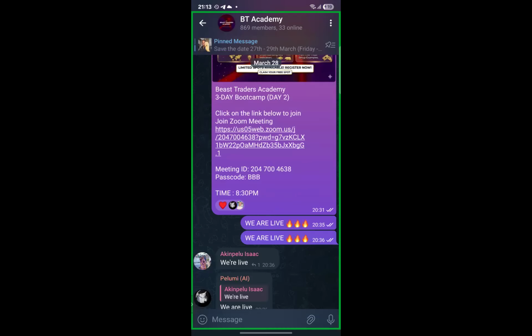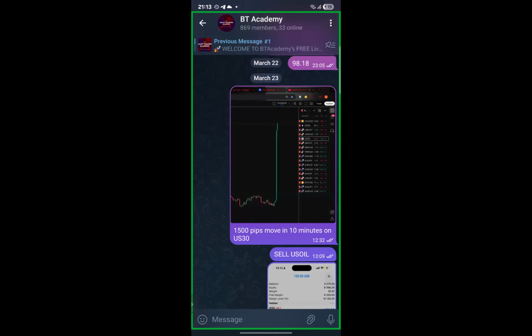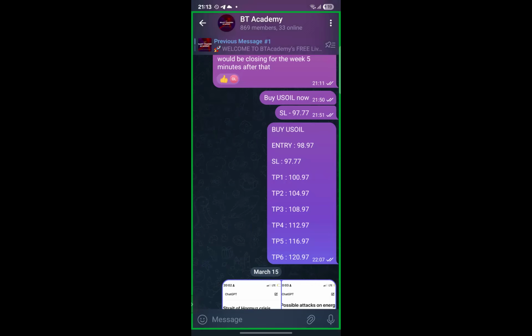Okay, let me look for one trade I dropped. So look at this trade now. Buy US oil. Do you see that I dropped the entry price 98.97? When I dropped this trade, it was actually at the entry price. So I just dropped it there. So in case people actually see the trade late, maybe 2 hours later, they will know if they can still enter or not. Then this is the stop loss.